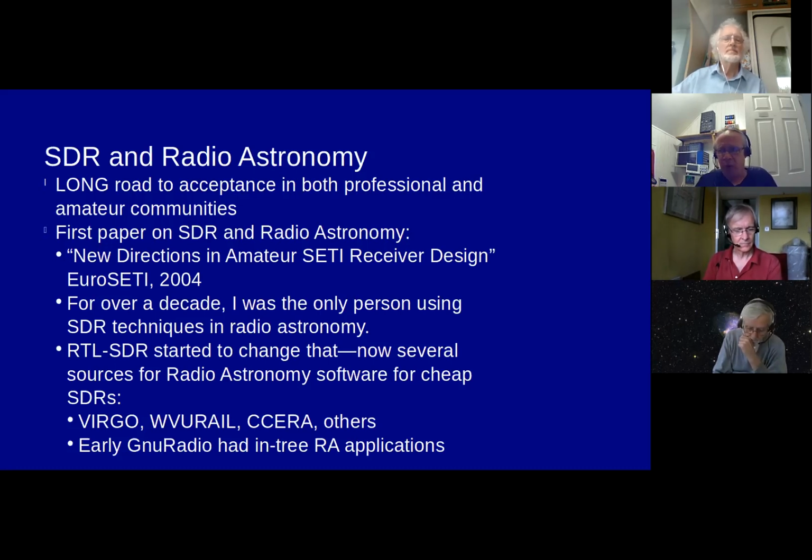So now there's lots of people producing software for SDR and radio astronomy, most of them GNU Radio based. Other ones other than ours: the Virgo software from our Greek friend, the West Virginia University RAIL, which is the Radio Astronomy Laboratory. They have some GNU Radio applications, mostly tailored to sort of amateur and small scale efforts. Of course, CCERA, which is me and my friends. We have a Git repository with lots of different bits and pieces of GNU Radio software for various aspects of radio astronomy. And there are others out there. I can't list them all.